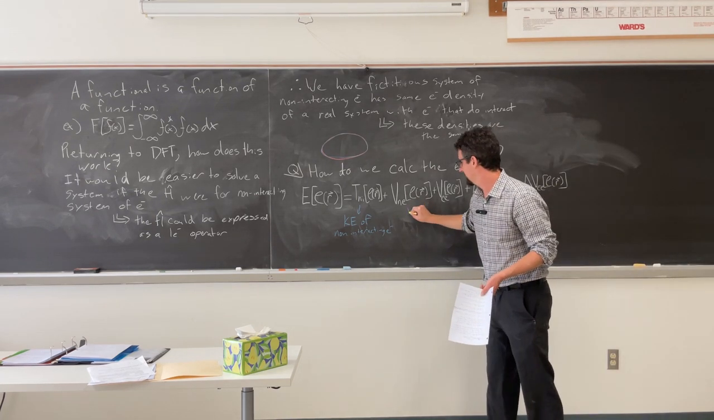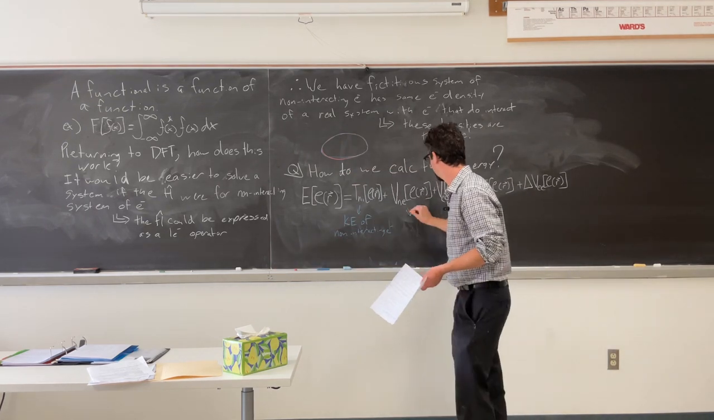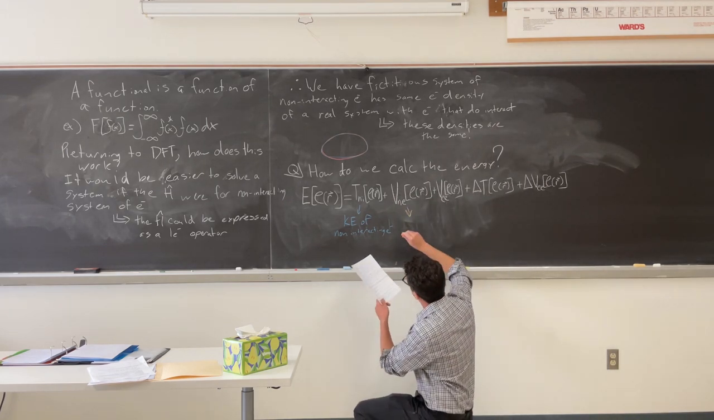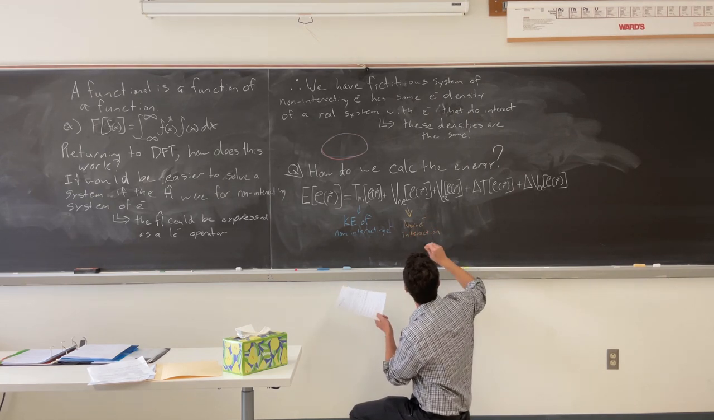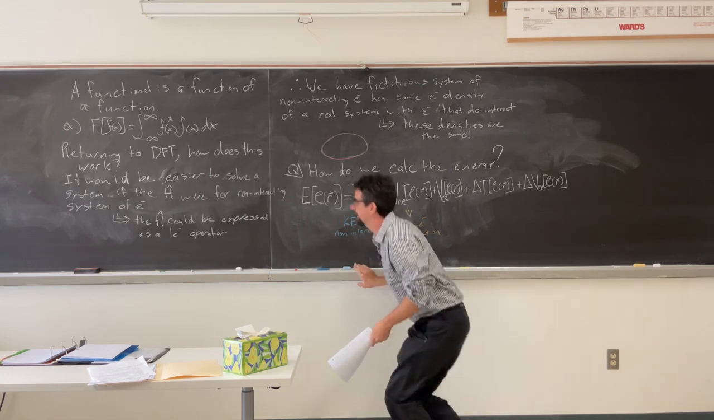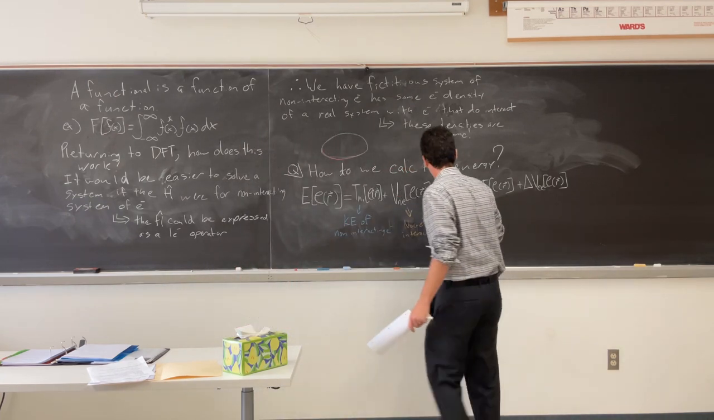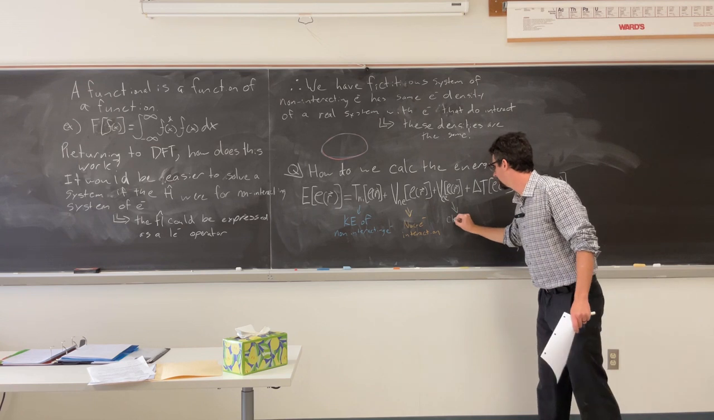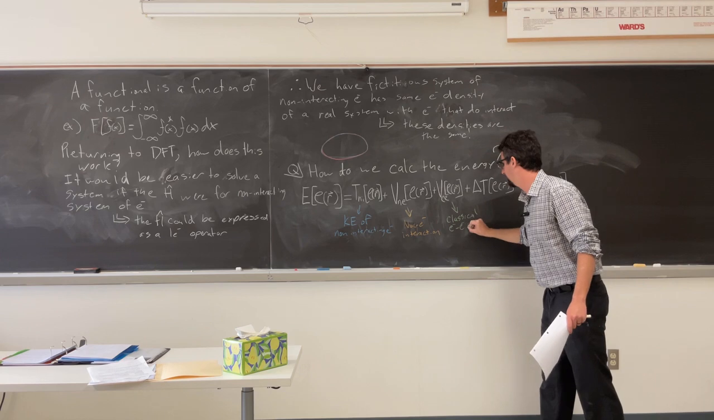This guy, what's this thing? Yep, nucleus electron interaction. I'm going to switch to green. This is the classical electron-electron repulsion.